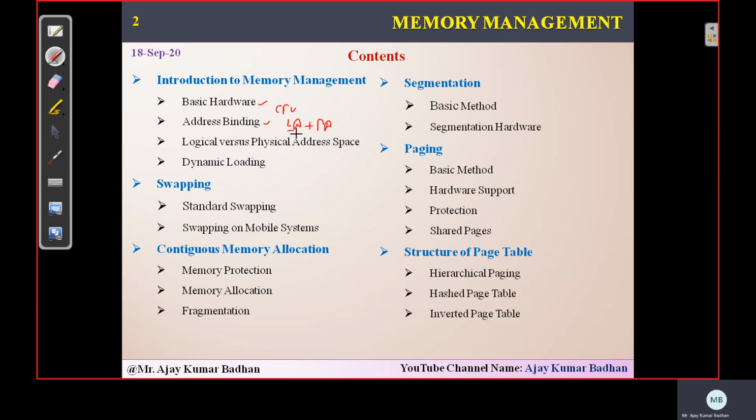Whenever you compile a program, let us suppose you have written a C program or a Java program, and you're compiling it. At that time, the program will be generated with one address where we need to store it. That is generated by the CPU, and that is what we call a logical address.